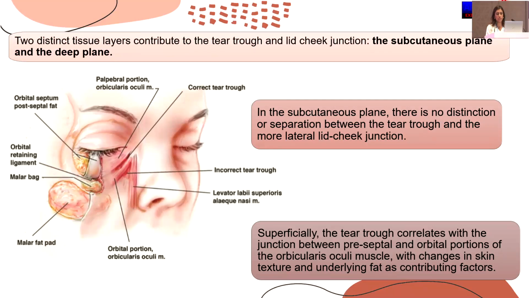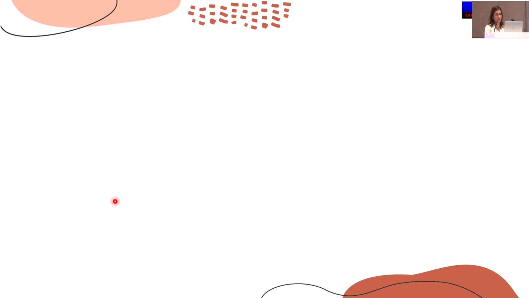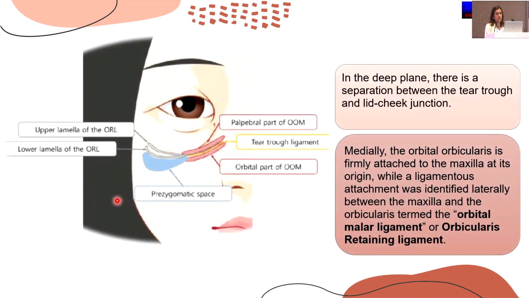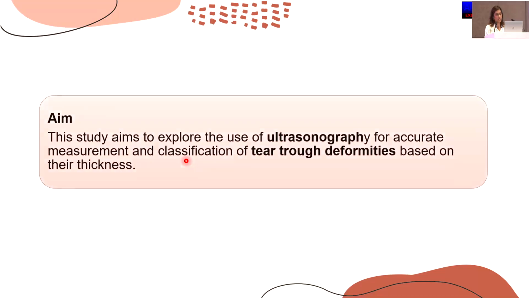Superficially, the tear trough correlates with the junction between the preseptal and the orbital part of the orbicularis oculi muscle, along with the skin texture and the underlying fat as contributing factors. In the deep plane, there is the tear trough ligament medially and the orbital malar ligament laterally that leads to separation between the tear trough and the lid cheek junction.